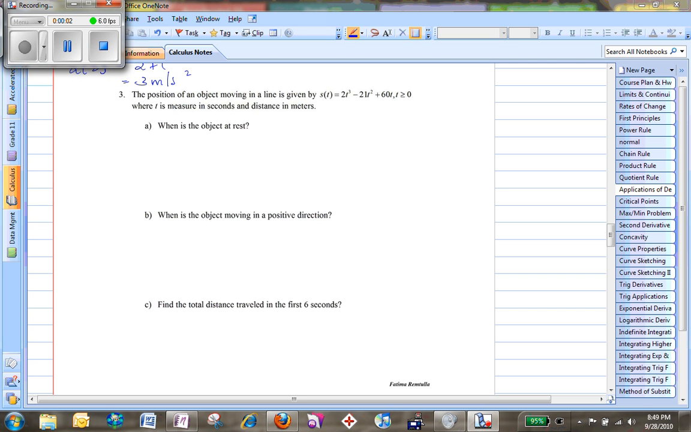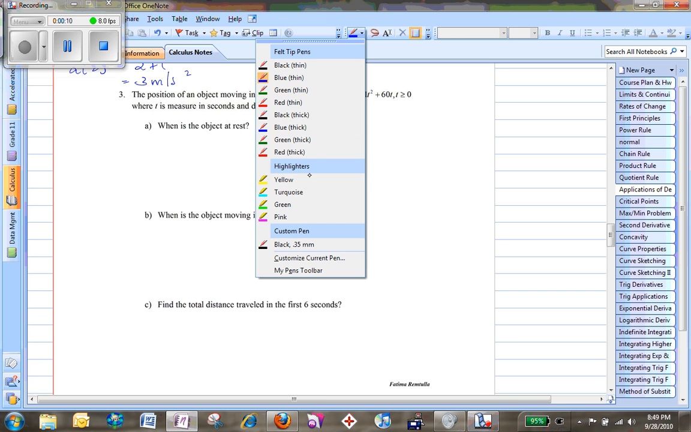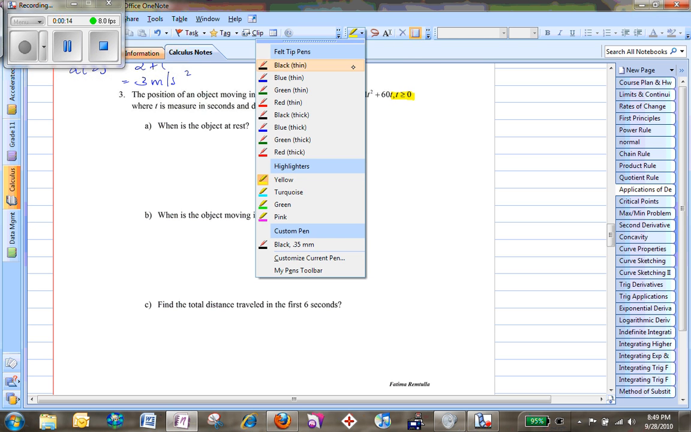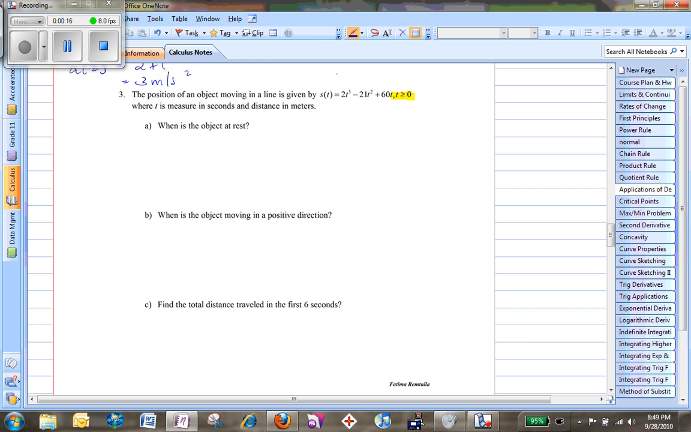Example number 3. The position of an object moving in a straight line is given by the following equation, where t is greater than or equal to 0, because time cannot be negative, where t is measured in seconds and distance is in meters. The first question says, when is the object at rest?